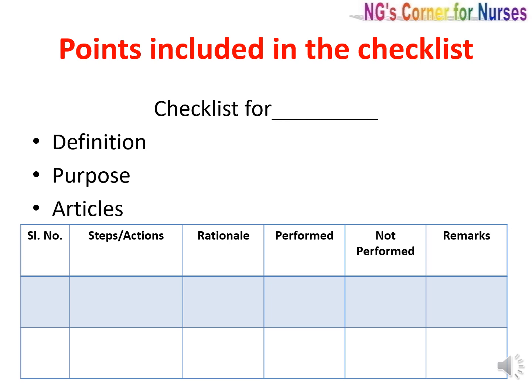Suppose we are preparing a checklist of some nursing procedures. So there should be a title, that is checklist on whatever is the topic. Then the definition should be there, the purpose should be there, and the articles required for that procedure should be mentioned. And then in the table there should be a serial number, steps or actions, rationale, then a performed or not performed, or yes or no column, and a remarks column.